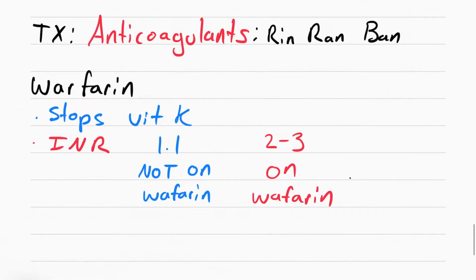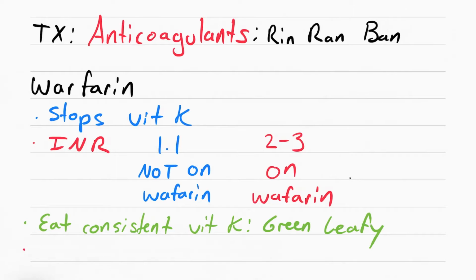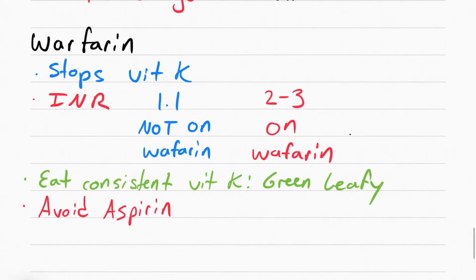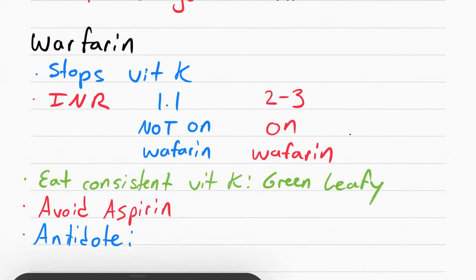While the patient's on warfarin, you also want to teach them to eat a consistent amount of vitamin K. And what has vitamin K? Green leafy vegetables. You want to teach the patient to avoid aspirin because this can lead to more bleeding. And the last thing you need to know for warfarin is that the antidote is vitamin K.